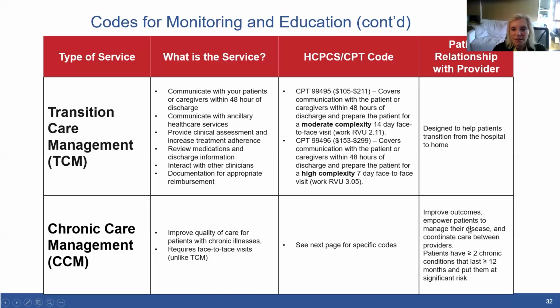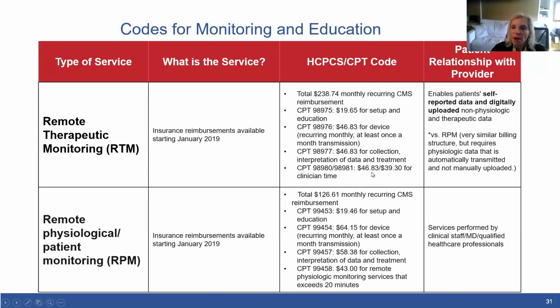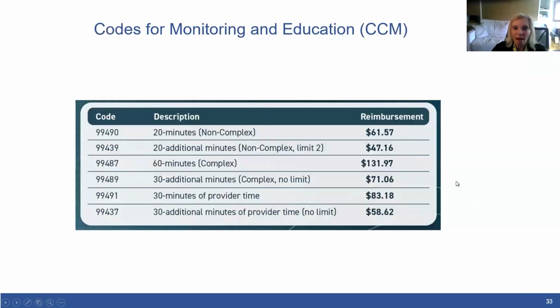So part of the problem with these codes is that there's a lot of overlap. And people ask me, well, what codes do I use? You can try many of them, except for, let's say, TCM, which is very specific, and chronic care management, where patients have to have at least 2 chronic conditions that last at least 12 months that put them at significant risk of being hospitalized. So those are much more specific, I would say, in their definitions than the RTM and RPM. But if you look to see what these encompass, it helps you understand where they overlap or where they can be used separately. And then I conclude with some specific reimbursement that's for chronic care monitoring.